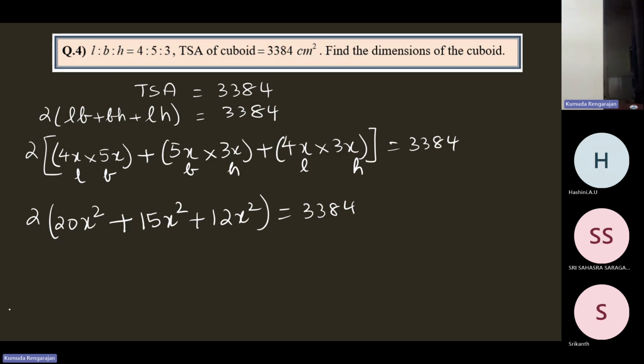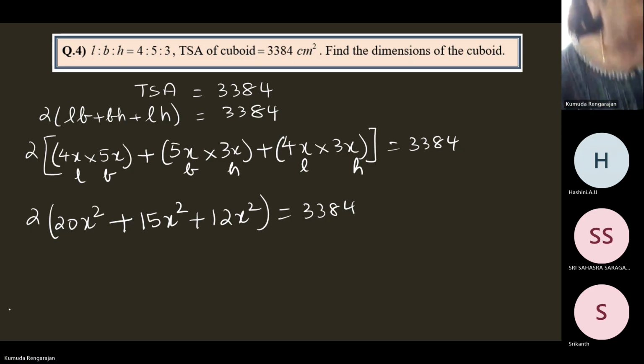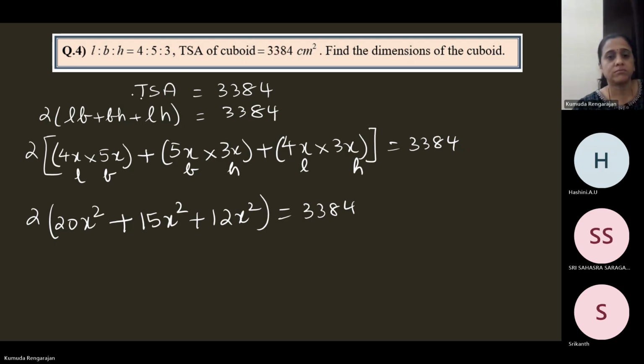Yeah, you're right. Yeah, I should include this. Let L be equal to 4x, B equal to 5x, and H equal to 3x.